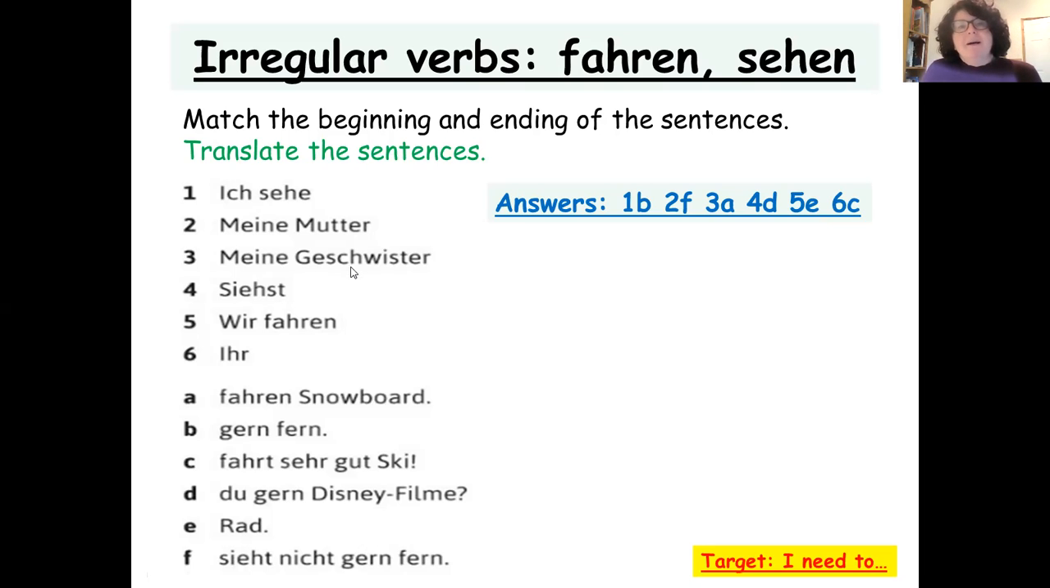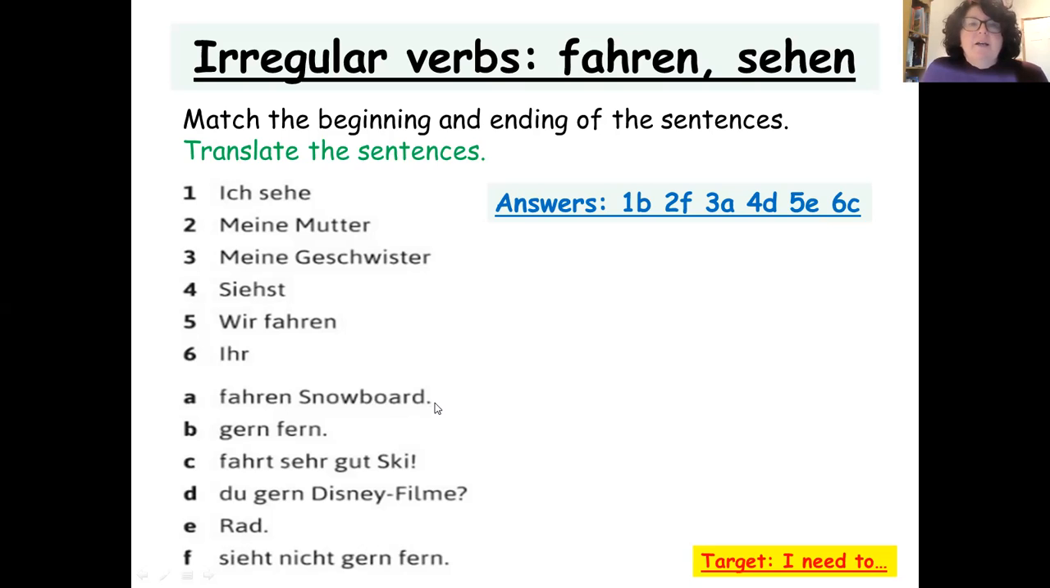Okay, Nummer drei. Meine Geschwister. So I know, again, this is a straightforward one because I've got the subject which is my brothers and sisters. So my brothers and sisters, I know that that's plural. And I know that it's the third person plural because it has to be they. So I'm looking for a verb in the third person plural, okay? So meine Geschwister fahren Snowboard, okay? So my brothers and sisters do snowboarding, okay?